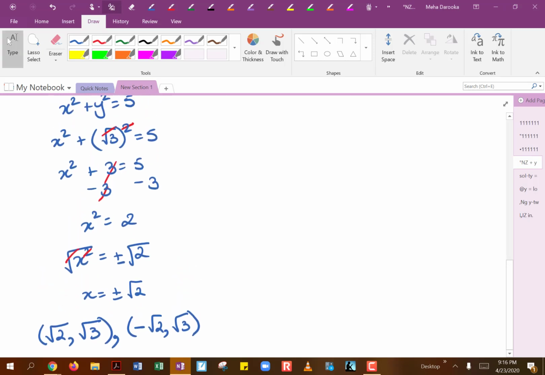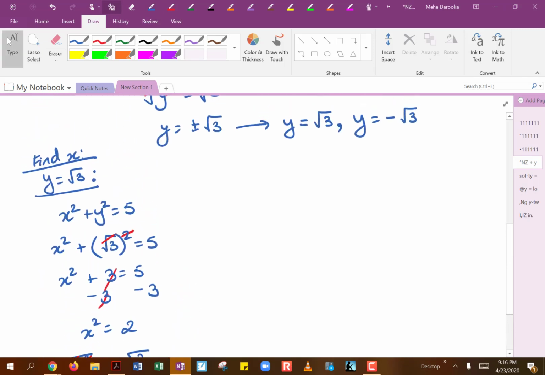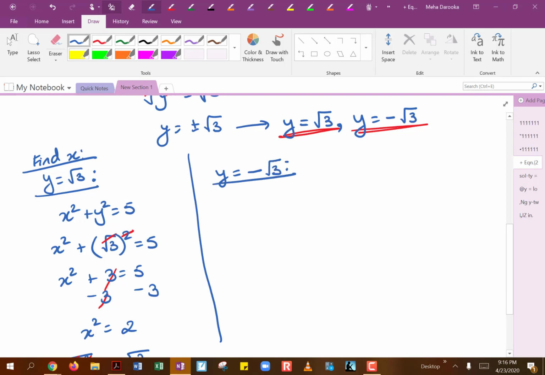So we're getting two sets of answers from here. Now we're going to repeat our process, but this time, since we used the positive one already, we're going to use the negative one. So to find x, let's use y equals negative square root of 3. I'm going to use the same equation again. You can use equation 2 if you like, but this one just seemed easier to work with.